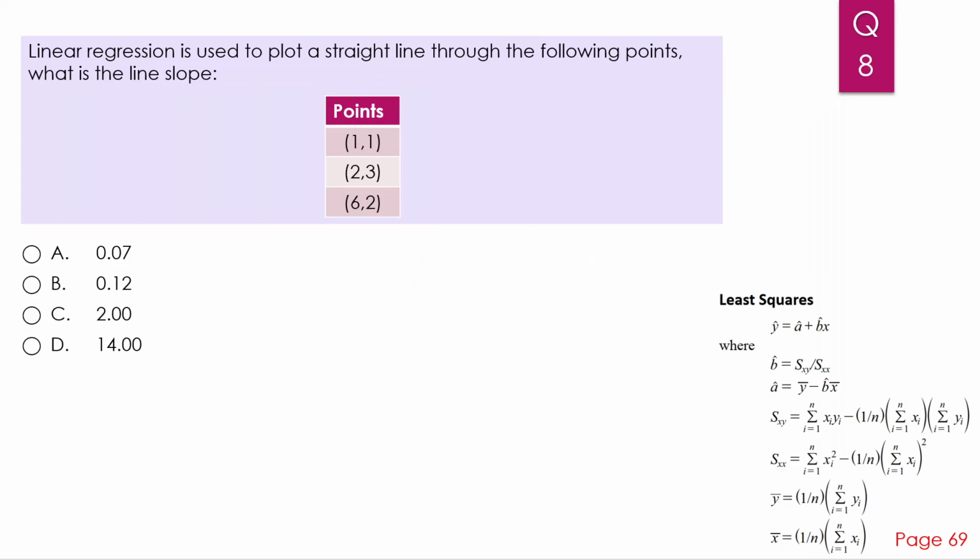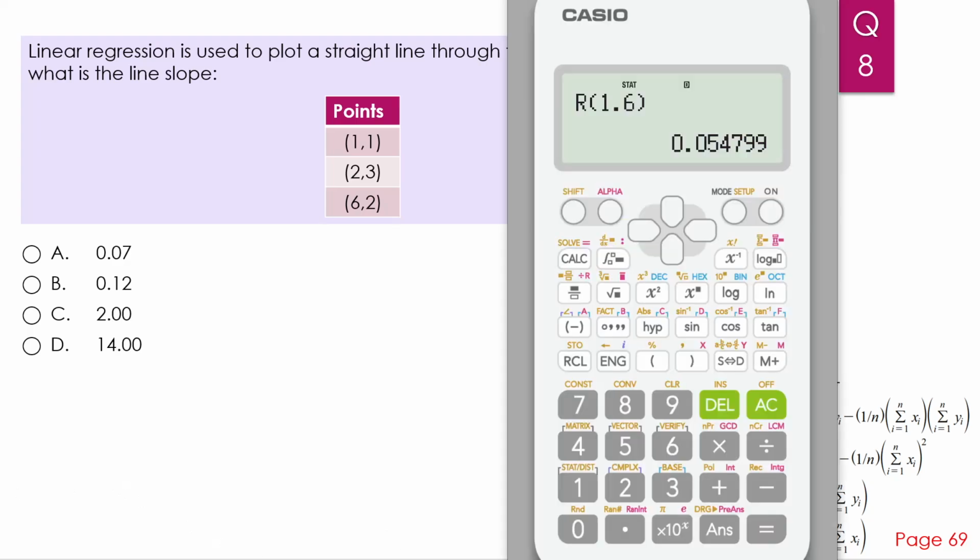For the next one, linear regression is used to plot a straight line through the following points. What is the line slope? So either you go to the linear regression part on page 69, where you are using the least squares method, or it's a long process, okay, but you can do that using your calculator. So basically you go to mode, number 3. Now you choose A plus BX. This is for linear regression.